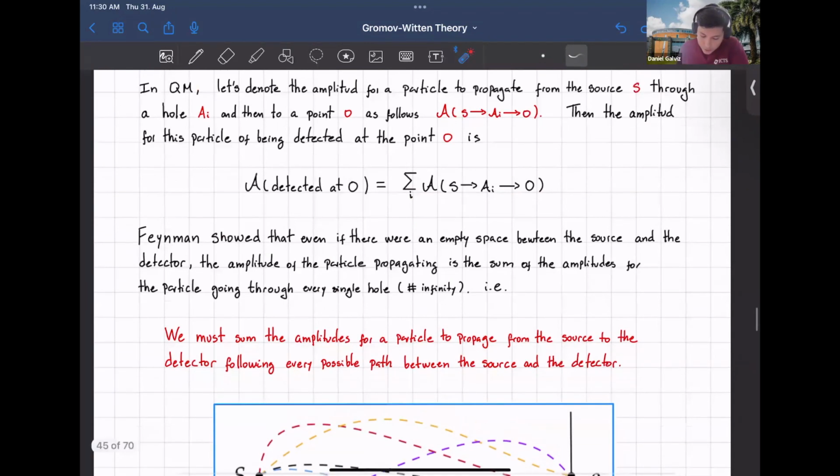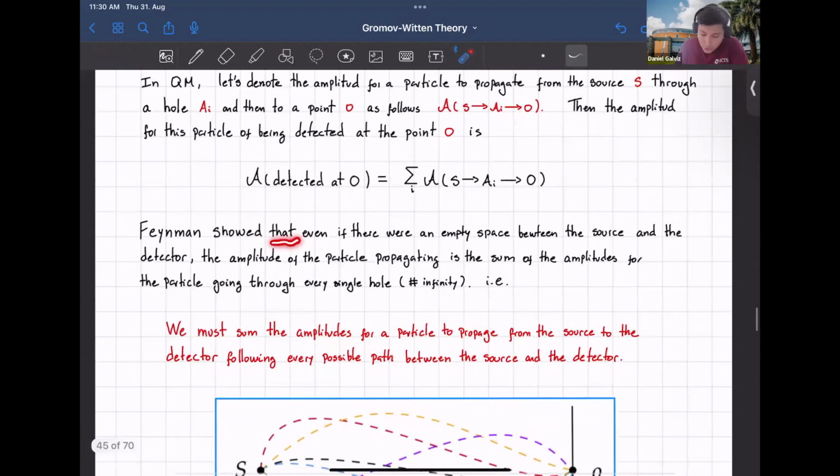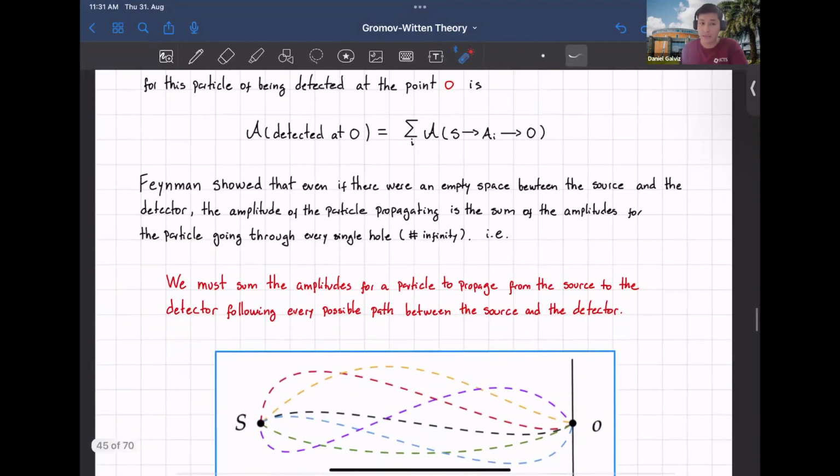So he showed, this is a very basic concept, but nobody thought about this before. It was really brilliant. He showed that even if we were in an empty space between the source and the detector, the amplitude of the particle propagating is the sum of the amplitudes for the particle going through every single hole. And if you want empty space, you have to consider an infinite number of holes. If you have an infinite number of holes, then you have empty space between S and the detector.